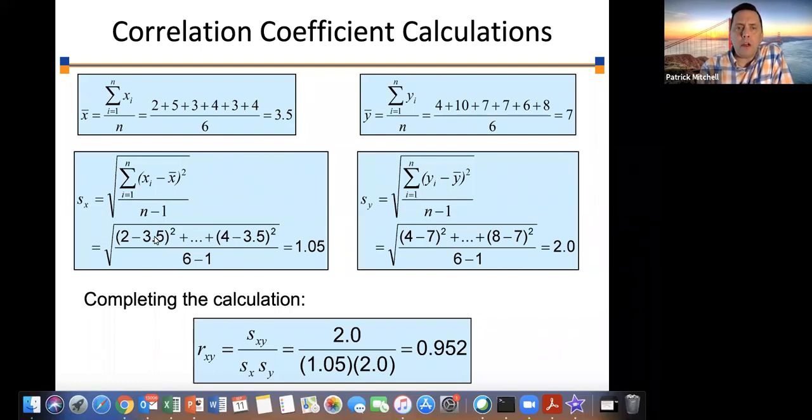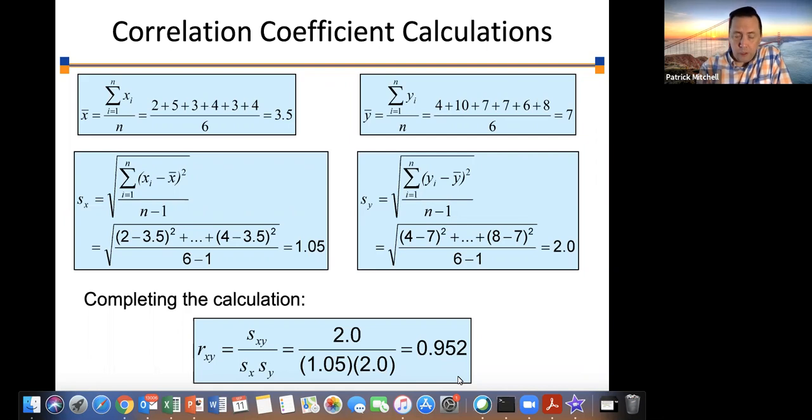I would normally do it using a table. Actually, I would just use the same table that we used to get the covariance. So at this point, you might want to pause the video and verify that you get the standard deviation for X is 1.05. The sample standard deviation for Y is 2.0. So when we take 2.0 and divide by the product of 1.05 and 2, we get 0.952.